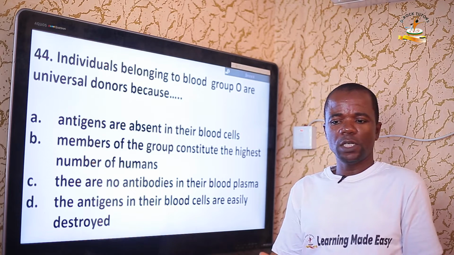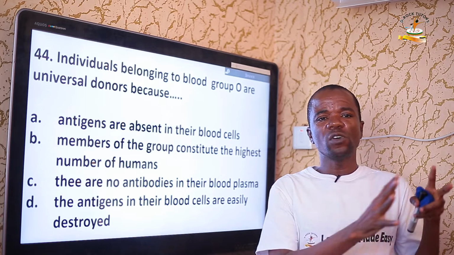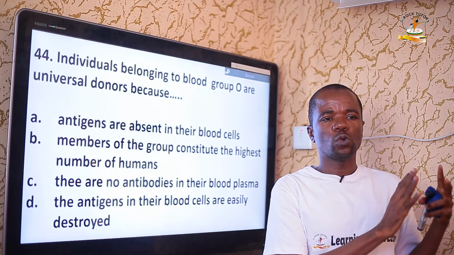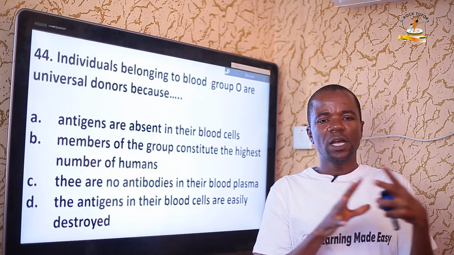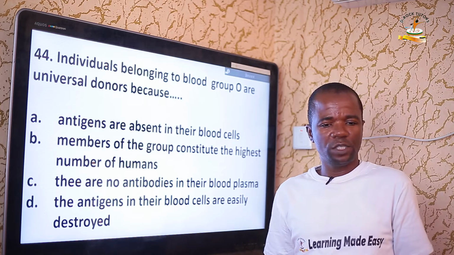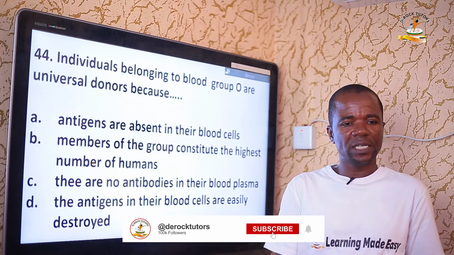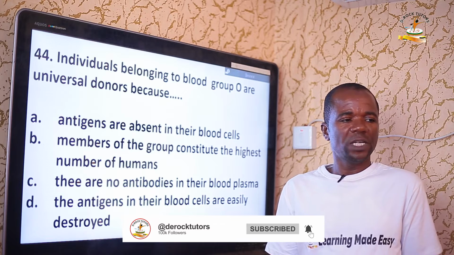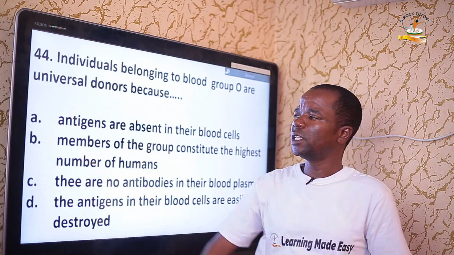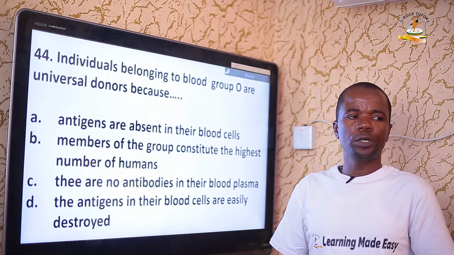The good thing about it is, for clumping or agglutination to occur, there must be a reaction between antigens and antibody. Because people with blood group O do not have any antigen at all, it doesn't matter the kind of antibody present in the recipient's blood; agglutination or clumping will not occur. Definitely the correct answer here is A. Antigens are absent in their blood group.